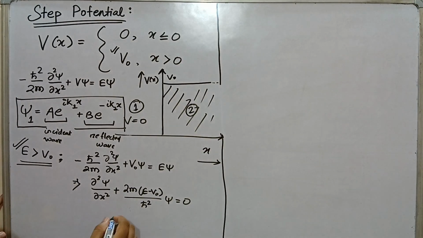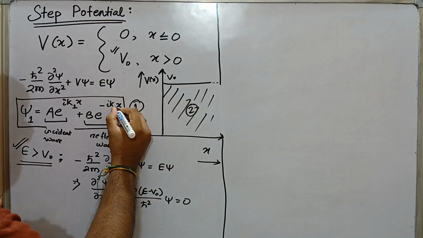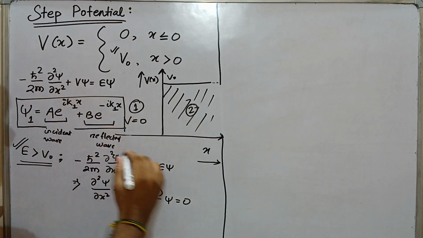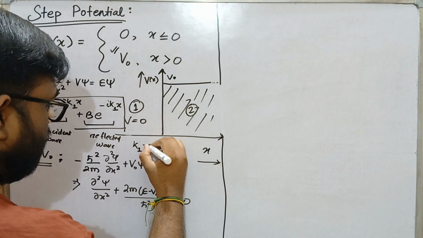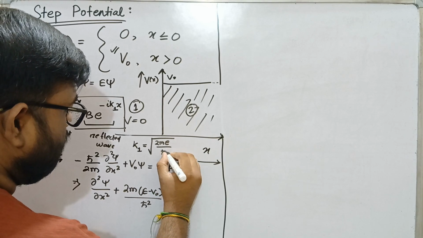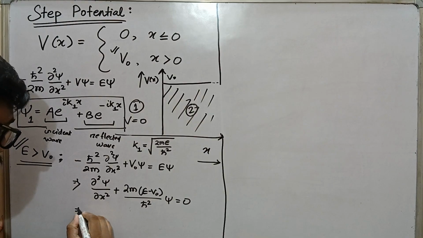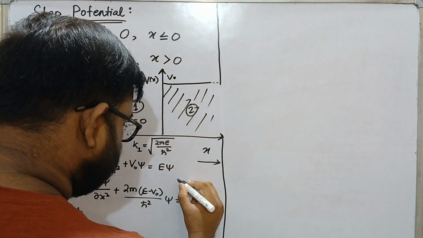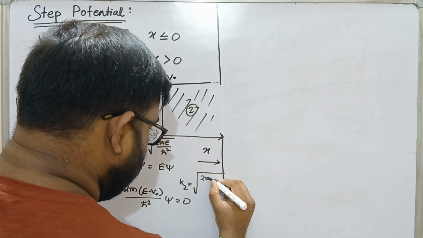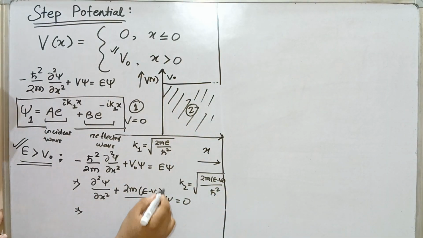Now here we define something called, this part will be K1 also. I have mistakenly written K2. In this part, when we are writing K1, we also need to tell you that K1 is equal to root over of 2mE by h bar square. Similarly, in this question, we have to define another K, which is K2. That is equal to root over of 2m(E minus V0) by h bar square, which will be this.